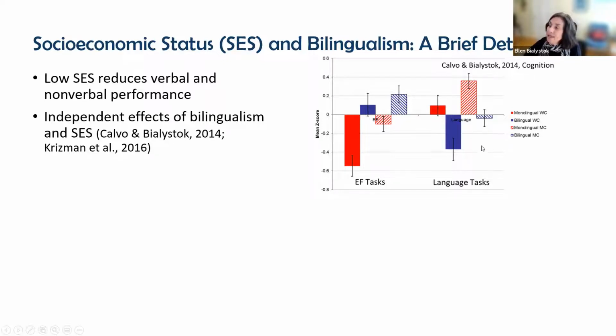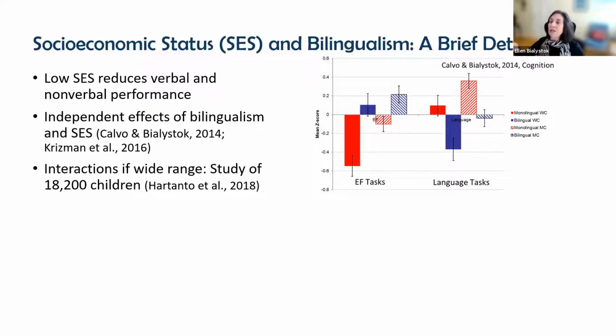And if we look at the language measures, the bars flip. Now, again, the middle class ones are here. These are higher SES, and these are lower SES. Higher is always higher than lower, but now you see it's the blue lines that go down. What this graph tells you is that regardless of SES, bilinguals are doing better on executive function tasks, and monolinguals are doing better on language tasks, regardless of SES.